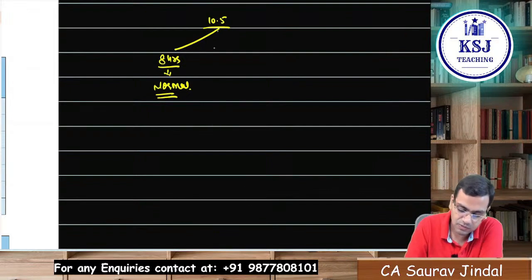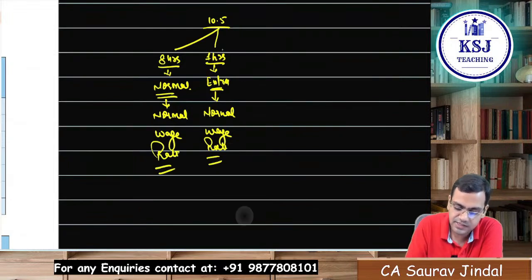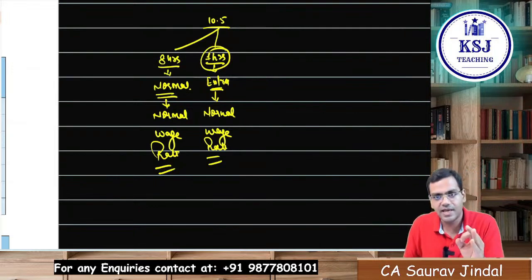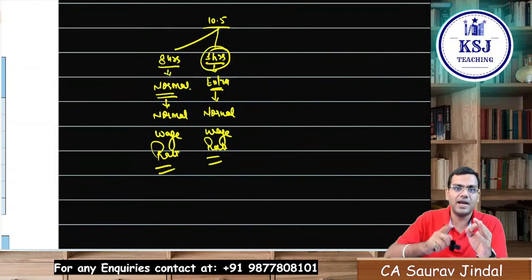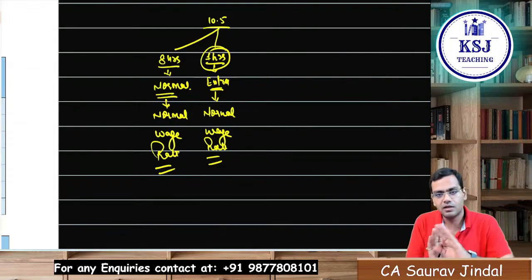So that means 1 hour he is taking as extra, for which you will pay him the normal wage rate only. Here for this also you are paying the normal wage rate. And why has this 1 hour been provided? Because the question says that the overtime is to be paid only if it is beyond 9 hours. So up till 9 hours you have to pay the normal wage rate.